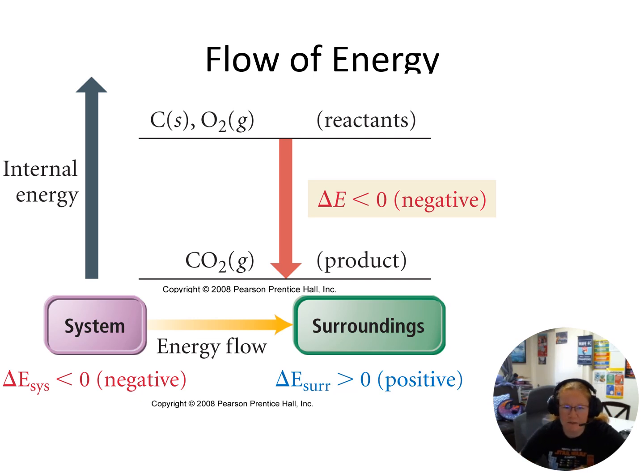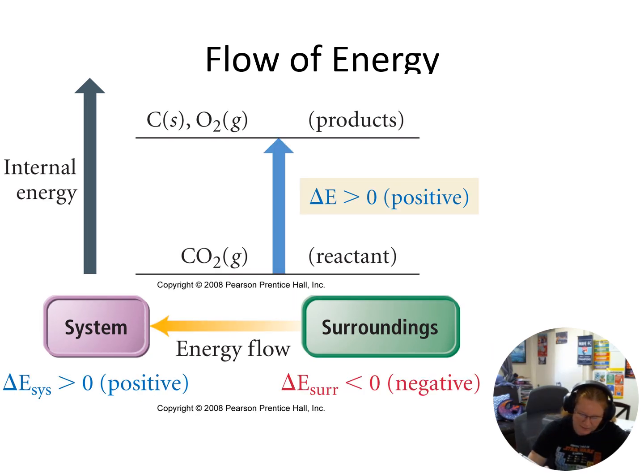All right, so here's another one. Again, delta E of the system is negative. This is your exothermic. Your surroundings gain energy. And then here, the delta E of the system is positive. Your surroundings is negative. This is your endothermic. Okay, so that is our flow of energy.